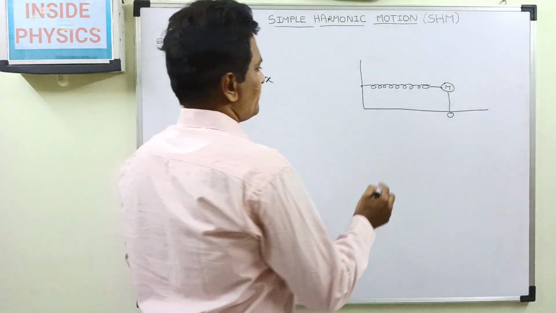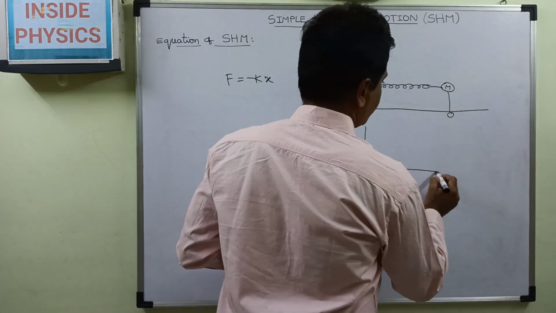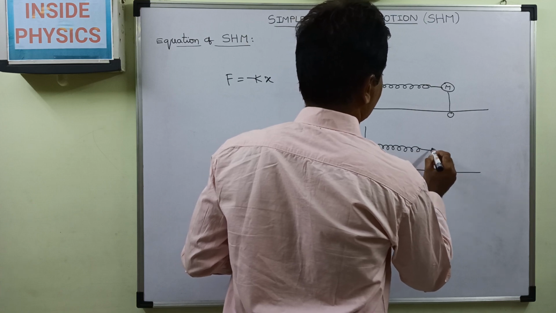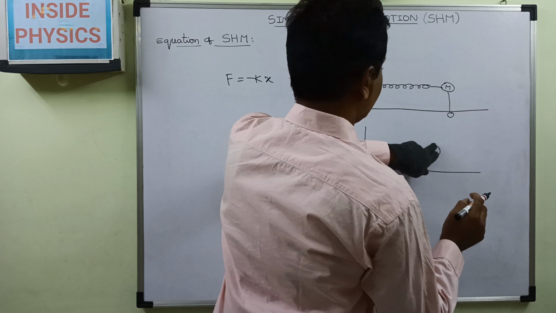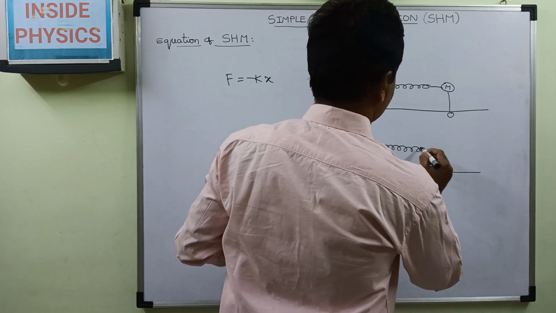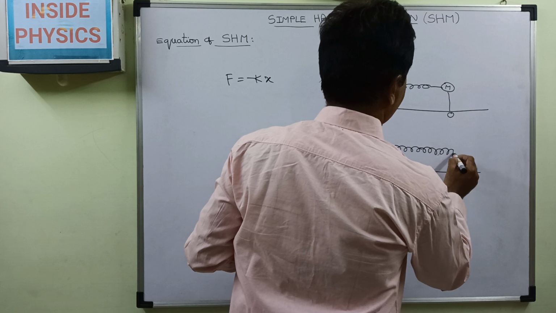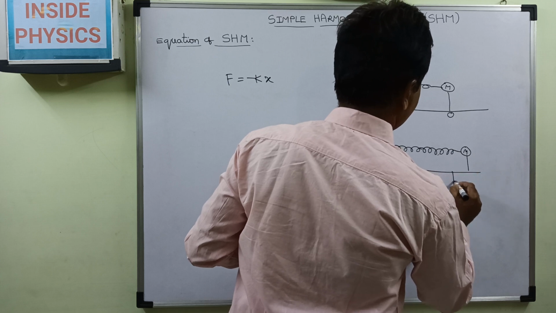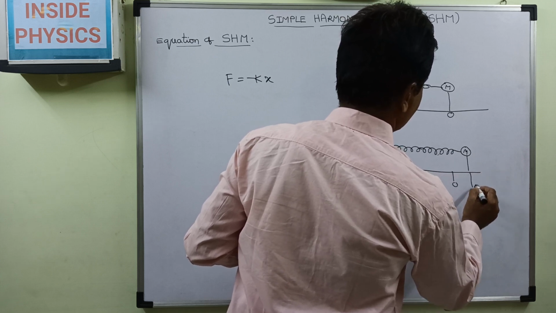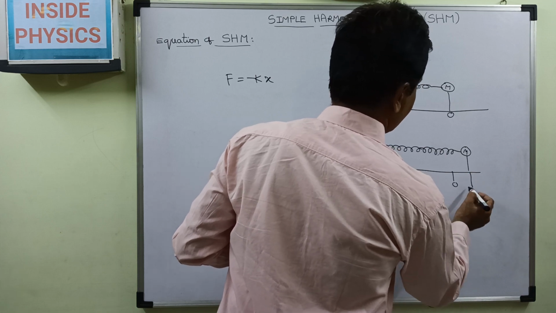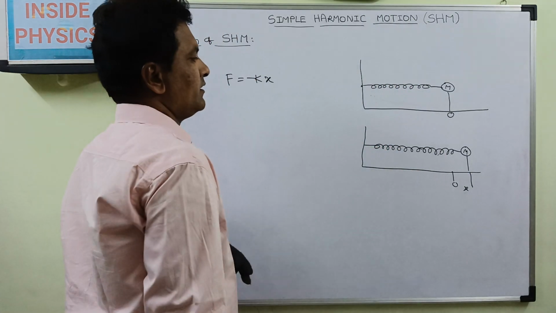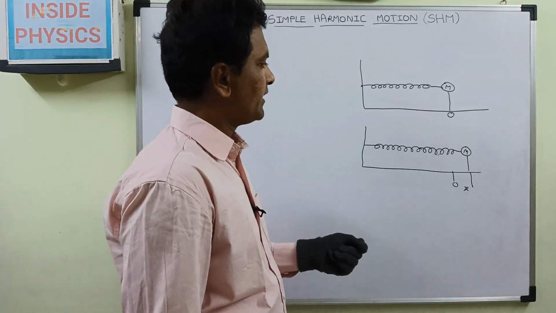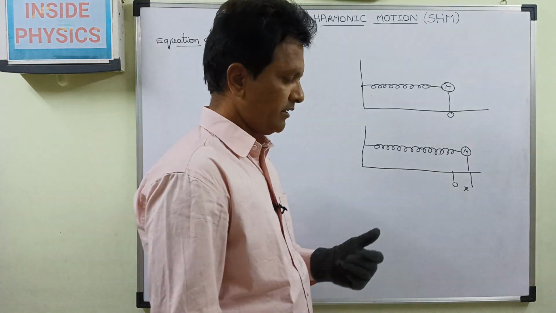If we take a second diagram to understand better: if the mass is moved from the equilibrium position to the right side, then the spring will be a stretched spring. Here is the equilibrium position, and the mass is stretched towards the right side, so the displacement will be x. In this case the movement is to the right side, so the restoring force applied by the spring will be towards the left side.